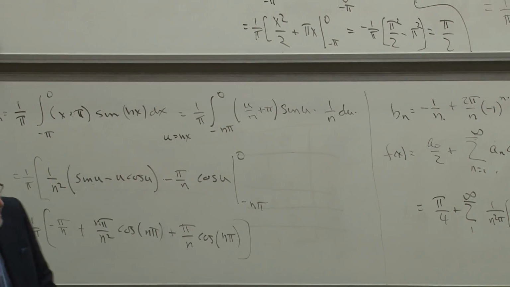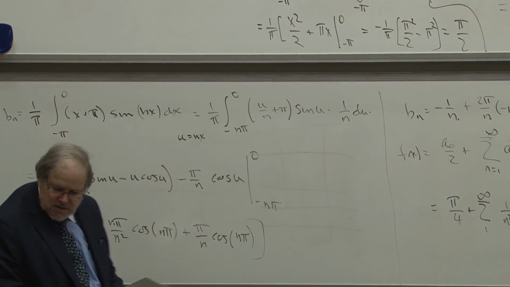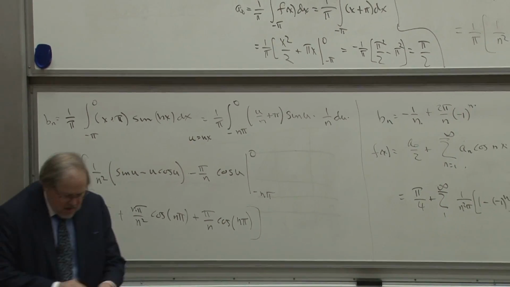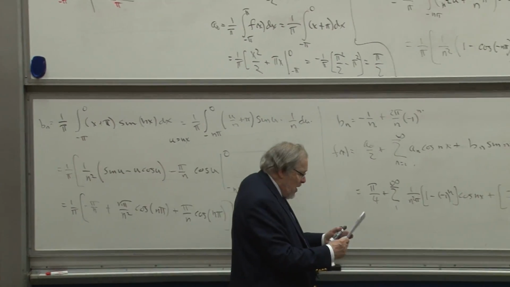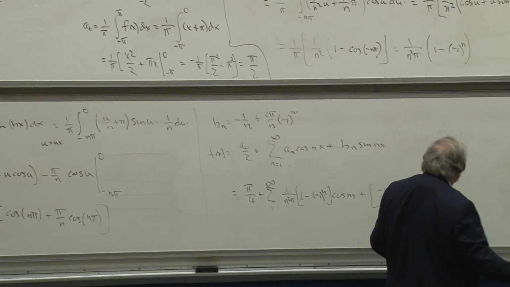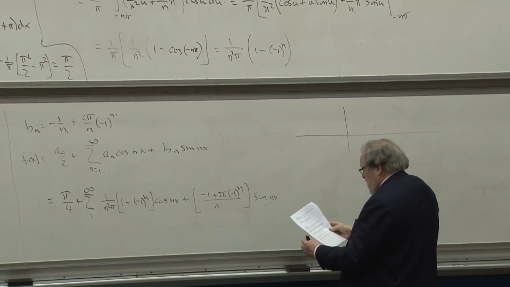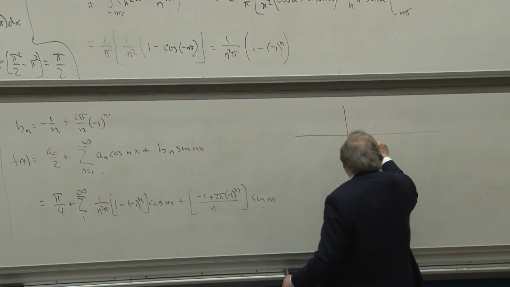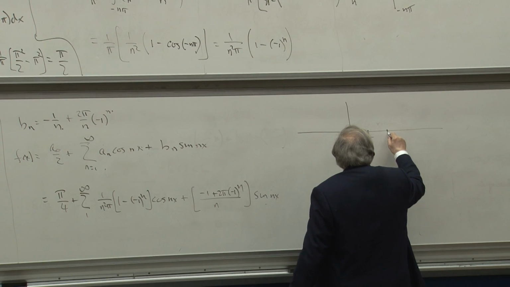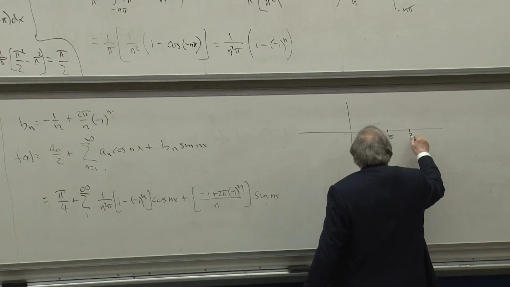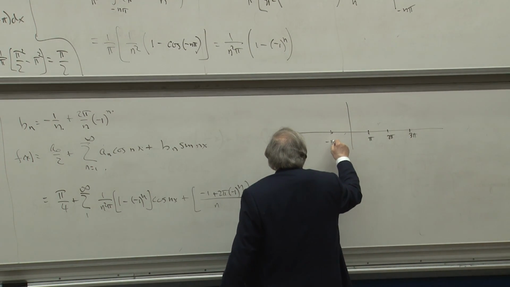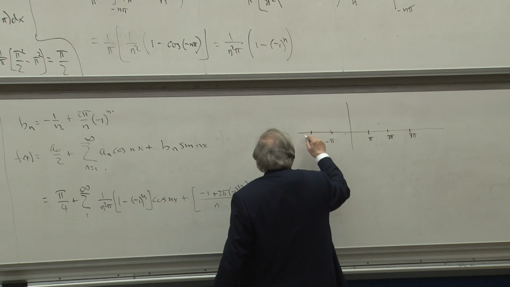This problem's not done. This problem asks, somewhere here is the problem, then it asks to plot the function to which it converges. In this case, from negative 3 pi to 3 pi. So pi, 2 pi, 3 pi, negative 2 pi, negative 3 pi.